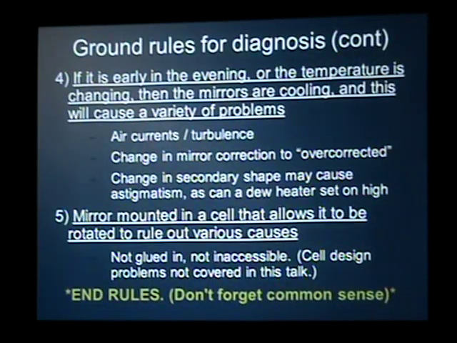Lastly, I already talked about this. Make sure your mirror, if possible, is mounted in a cell where you can rotate it, because this is a key to the diagnosis of where the actual problem is. So those are the rules.